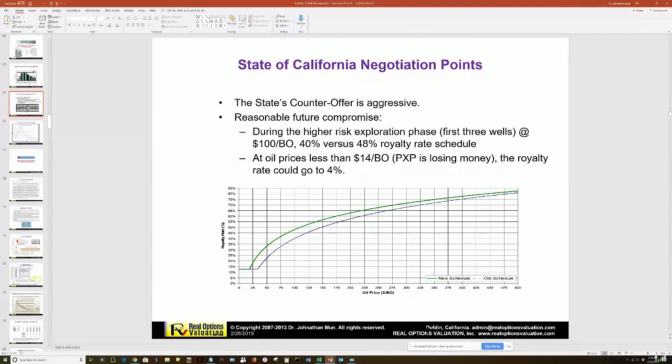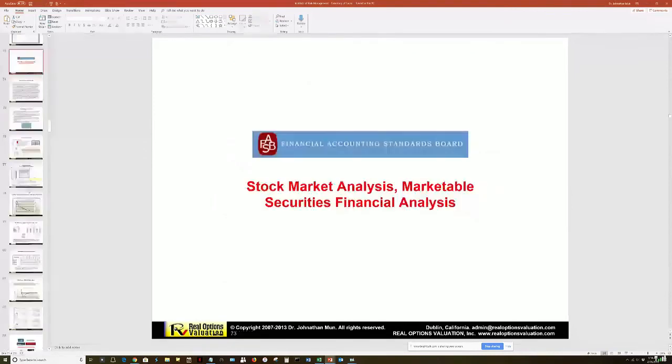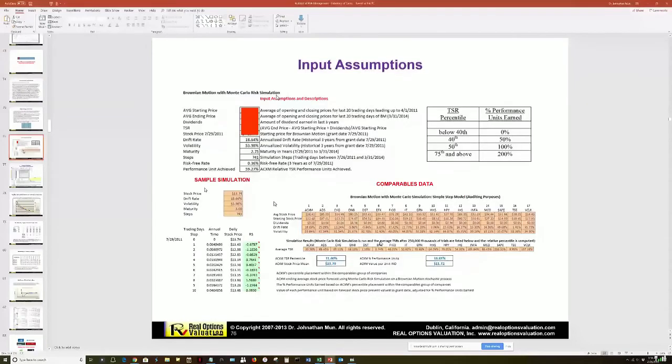You can apply it to financial accounting standards. So stock market analysis, marketable securities. We have advised the FASB in the United States, the Financial Accounting Standards Board, on how to do modeling on some of these weird instruments, if you will. And for these weird instruments, we would use stochastic processes, fancy words that you can use at 2 o'clock in the morning in a bar and hopefully not get kicked out.